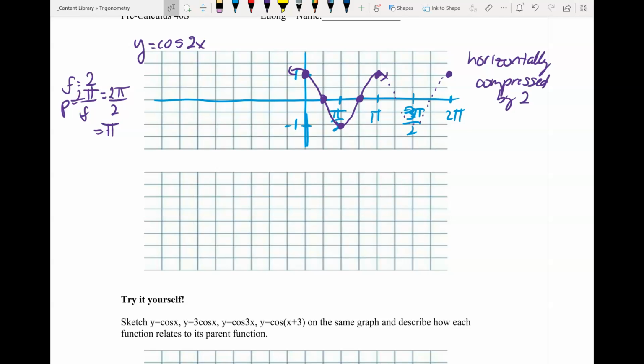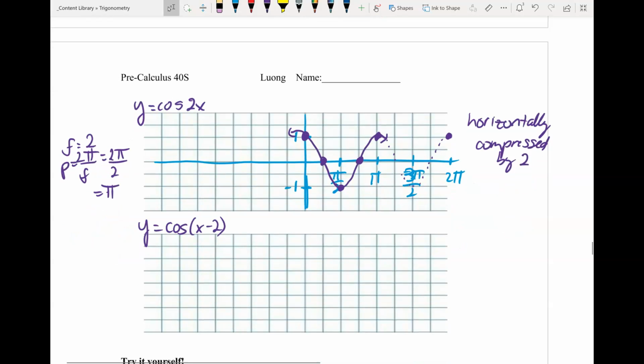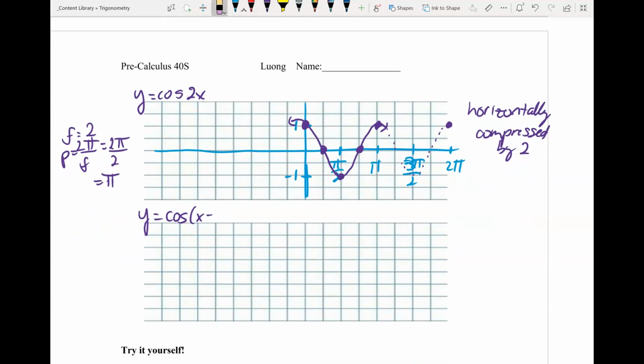And our last one is y equals cos of x minus 2. Sorry, that is a typo. It should have been pi over 2, so change that. So what we're actually going to do is cos of x minus pi over 2. It's very similar to the one we did with tan of x plus pi over 2, but we have x minus pi over 2, which means we're going to shift everything to the right by pi over 2.